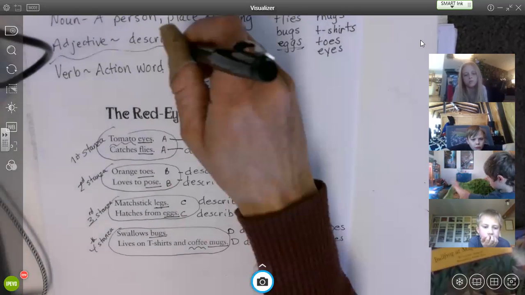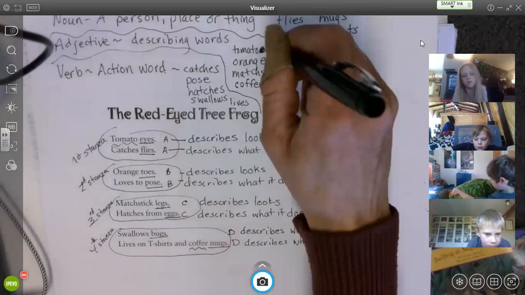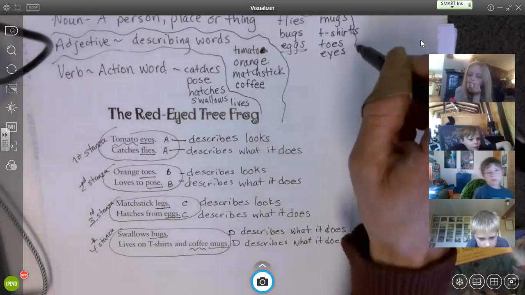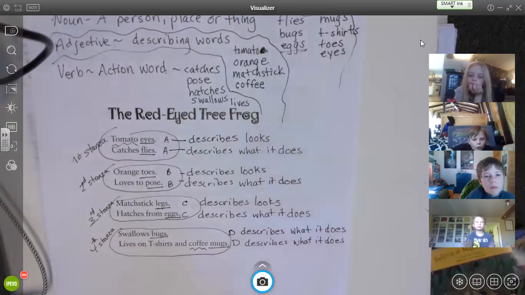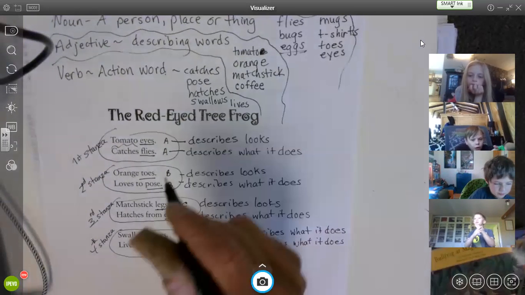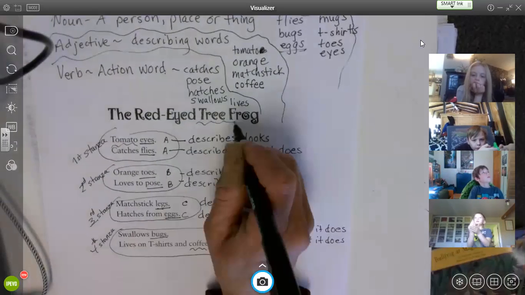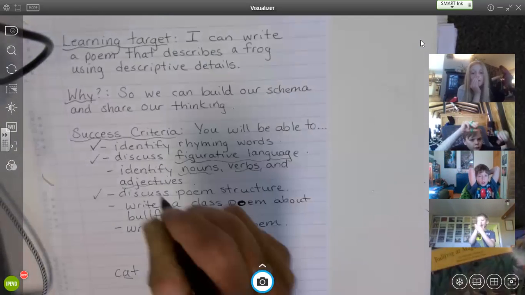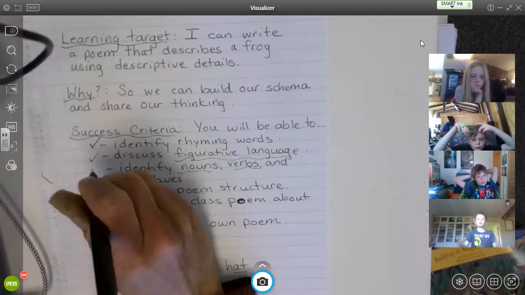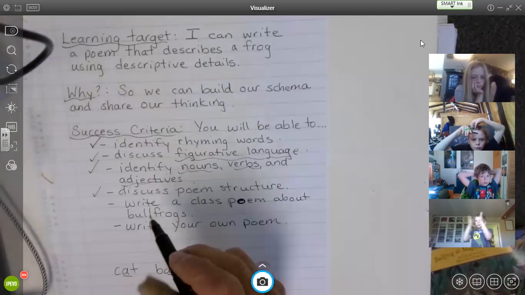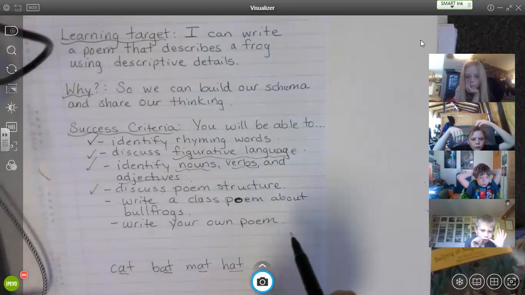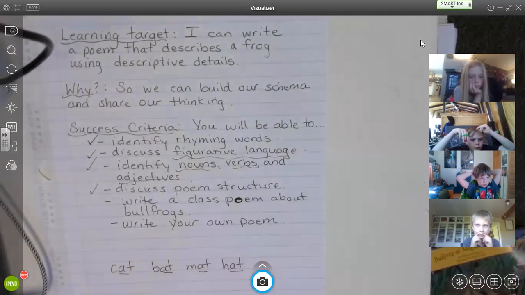We have lots of adjectives describing our nouns, which we have lots of nouns. The main noun that this whole poem is describing is the tree frog. So we've done a lot. We looked at rhyming words, we looked at figurative language, we identified nouns, verbs, and adjectives, we discussed the structure of the poem.